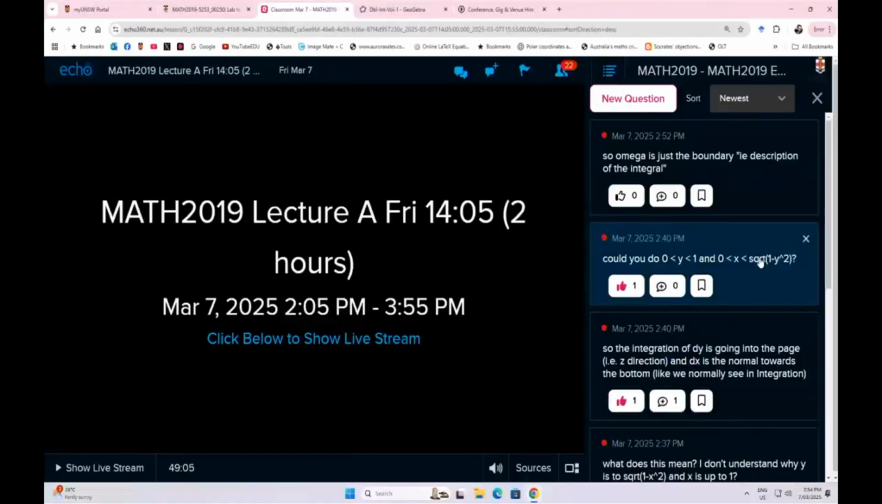So omega is just a boundary? Not really. It's not the edge. It's everything on the edge and inside. It's a 2-dimensional set. A boundary is just 1-dimensional in this case. But here we're integrating over a 2-dimensional set.